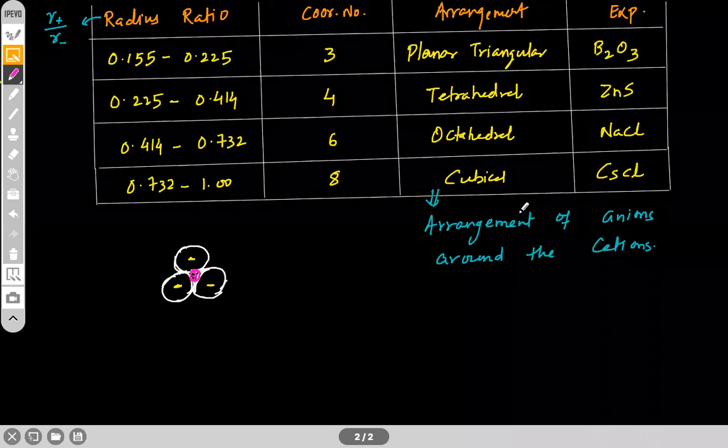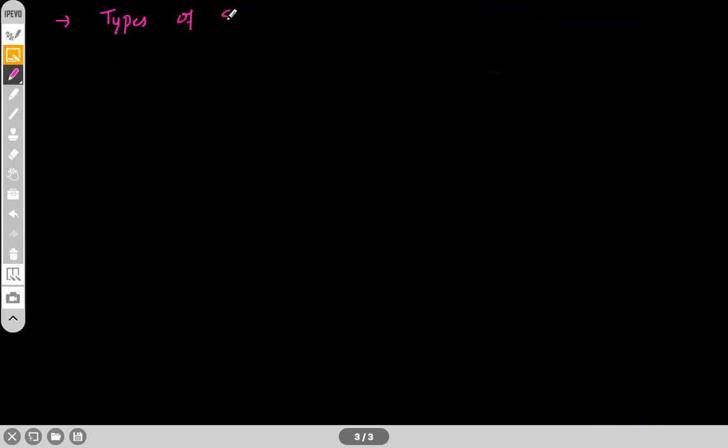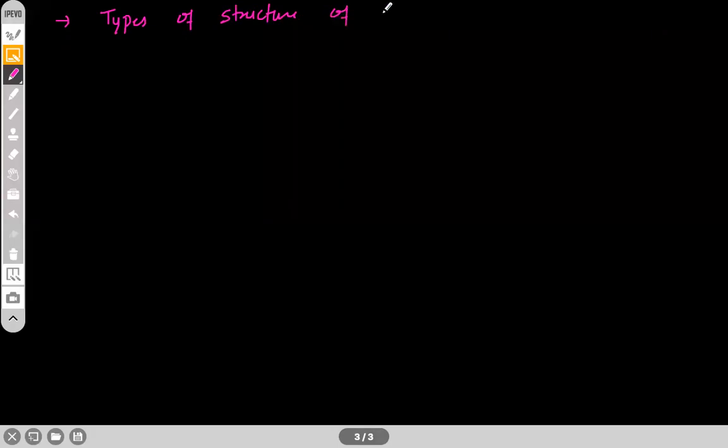Okay, so what are different types of ionic solids we have and their structures? Next, write down the types of structures of ionic solids. Write down the heading: types of the structure of ionic solid.